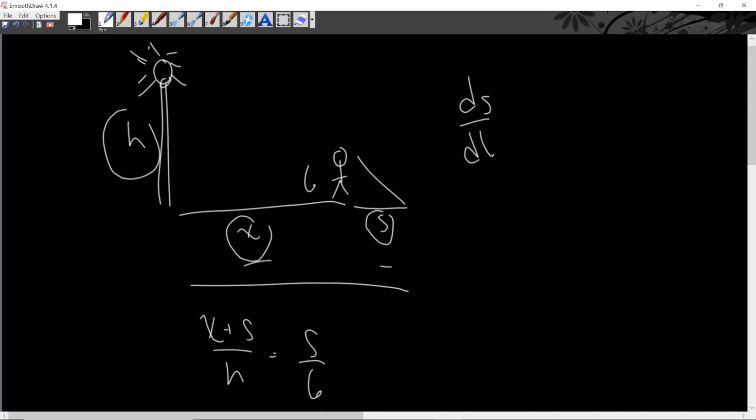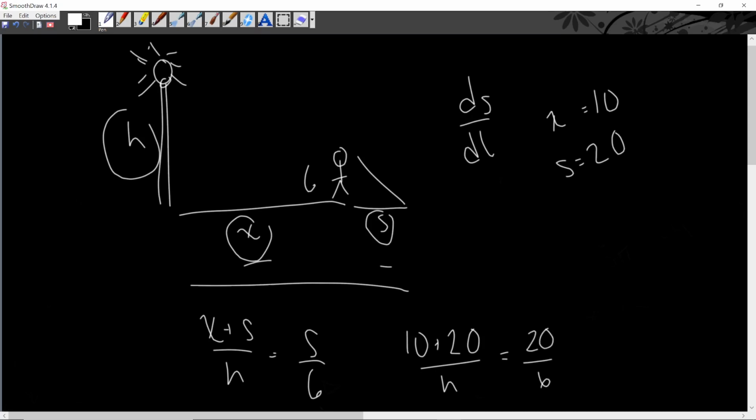And we know that at this point, X is 10, the person is 10 feet away, and then S is 20. I really didn't draw this correctly. The way that the shadow is supposed to be drawn is much different, but it's whatever, as long as you kind of know what's supposed to happen. So we're going to have 10 plus 20 over H is equal to 20 over 6. So this will be 30 over H equals 20 over 6, which means that when you cross multiply, 20H is equal to 180, which means that H will equal 9.